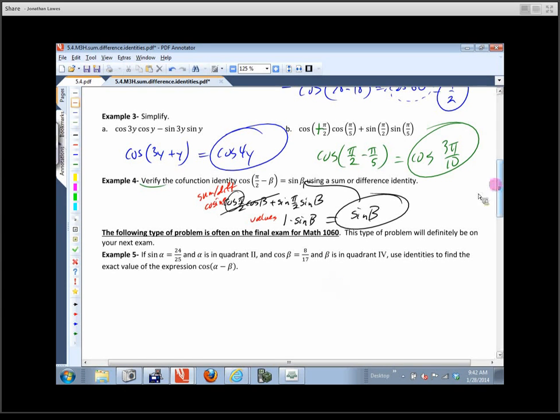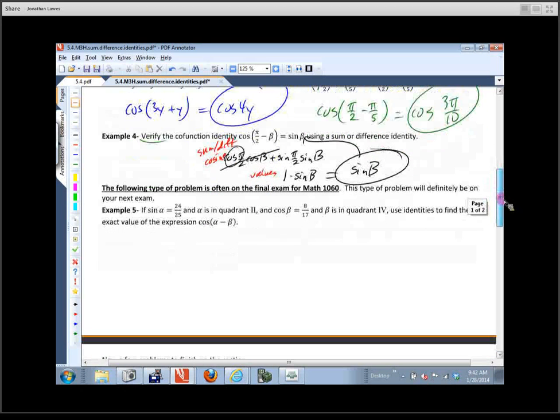Okay, read that next sentence right there to yourself. Okay, I will absolutely guarantee that you will see problems like this on an exam and most likely on the final exam in 1060. They put them on there all the time, okay? And for some reason, people struggle with these, and I think it's because they don't think about them and don't practice them the right way. Here's the way I'd like you to do this, okay?